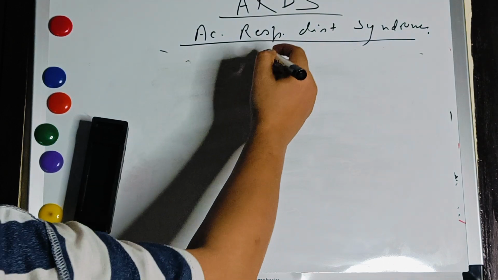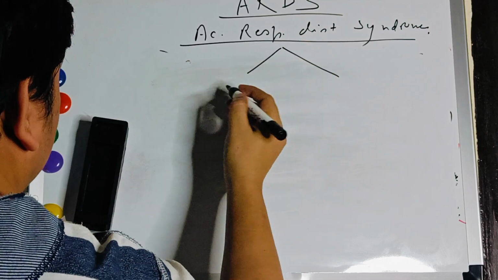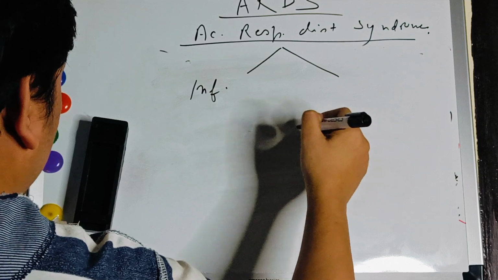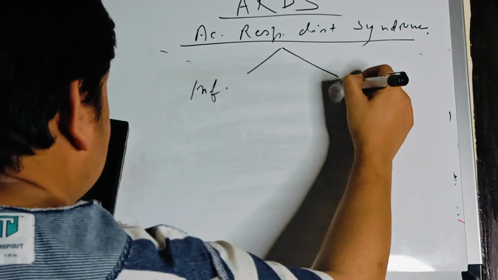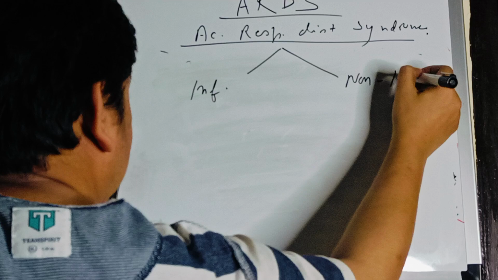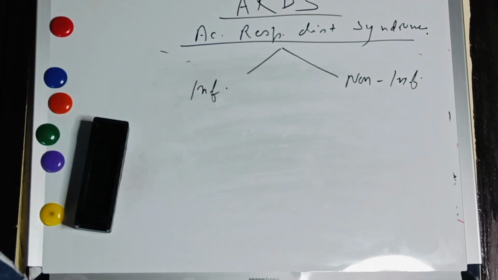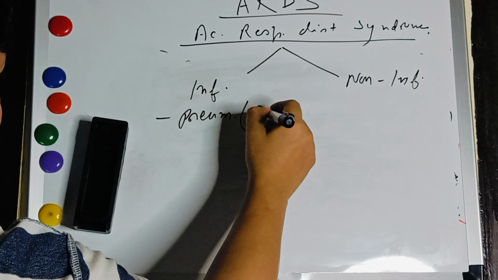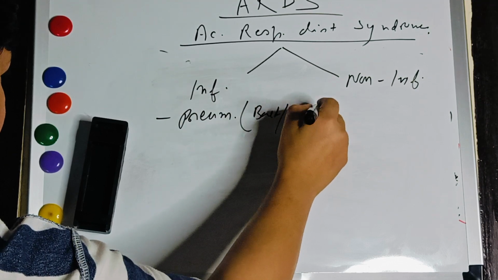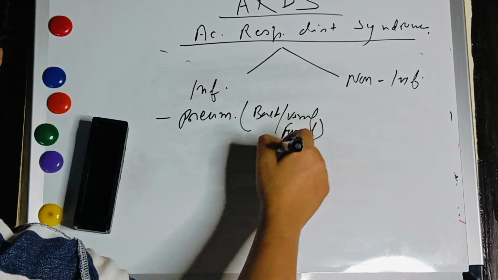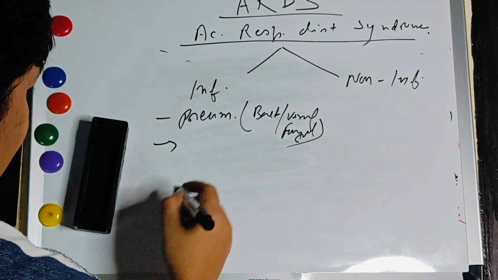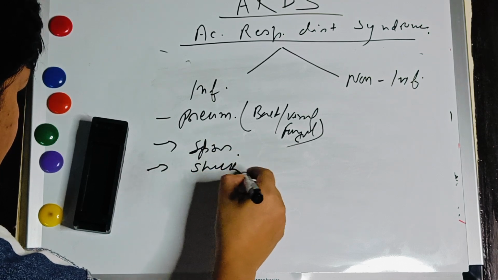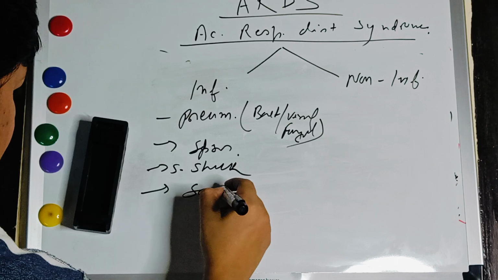So what are the causes of ARDS? One group is infectious causes and another one is non-infectious causes. Infectious causes include pneumonia, bacterial, viral or fungal, and next one is sepsis, shock, severe sepsis.